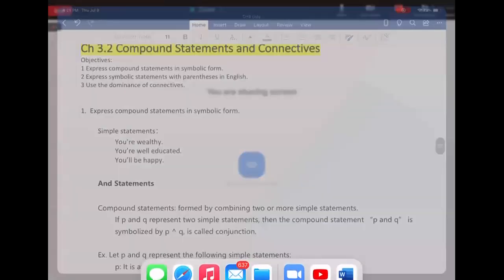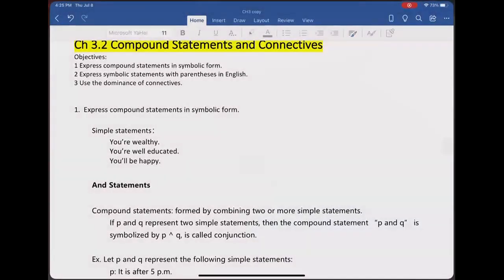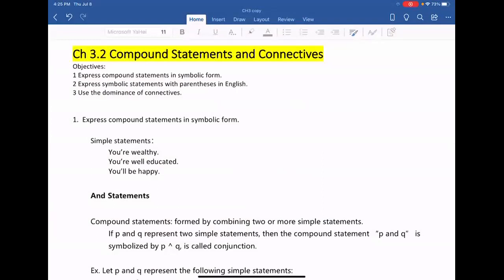In this video, we will learn chapter 3.2, compound statements and connectives.